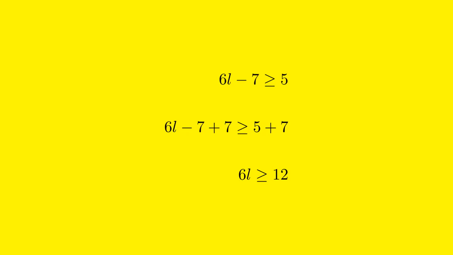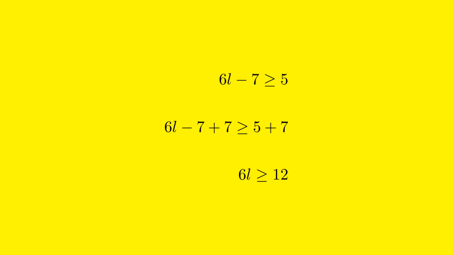Step 1. We start with the inequality 6l minus 7 greater than or equal to 5. Our goal in this step is to isolate the variable L on one side of the inequality. To do this, we need to get rid of the minus 7 on the left side. We can do that by adding 7 to both sides of the inequality. This is because adding the same number to both sides of an inequality does not change the inequality.